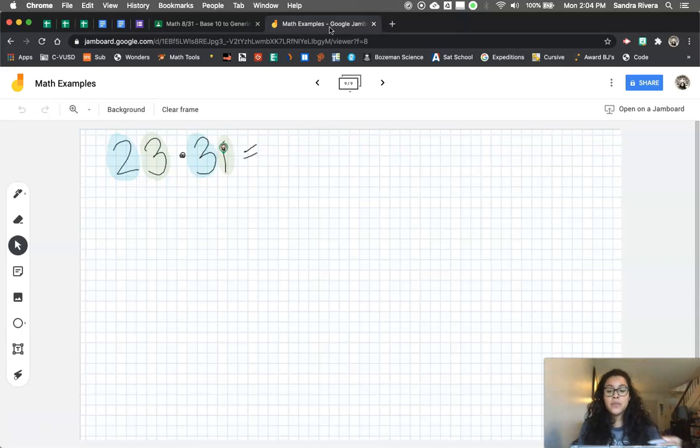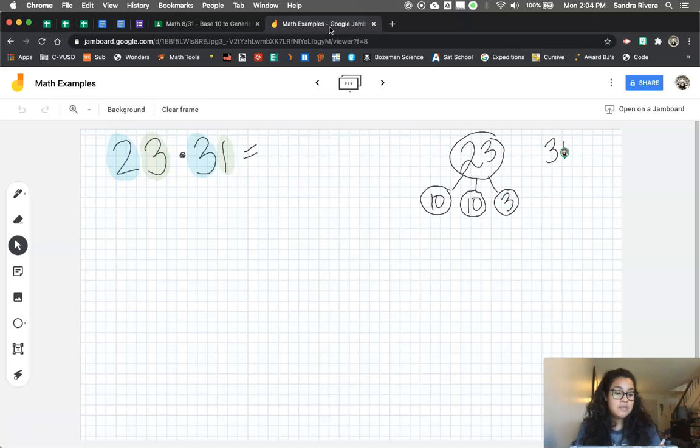Okay, so I had to explain this to a student like this. I said 23 is made up of 10 plus 10, so that makes 2 10s, plus 3 1s, and 31 is made up of 10 plus 10 plus 10 plus 1. So they might remember a bit better using number bonds.